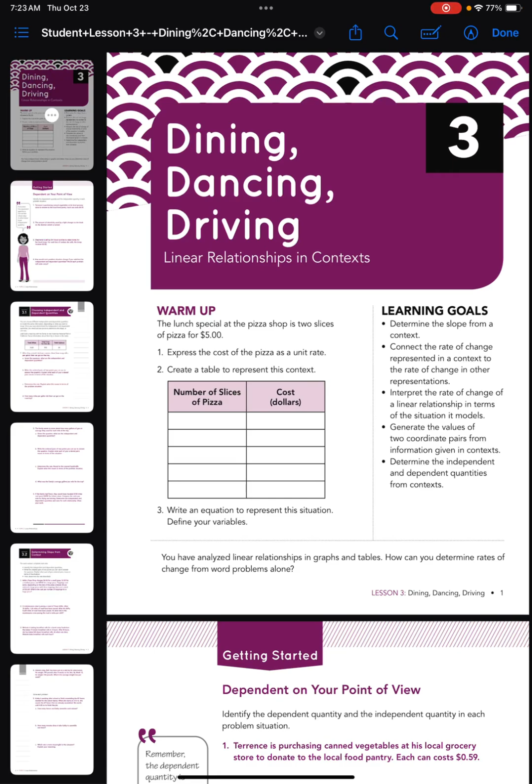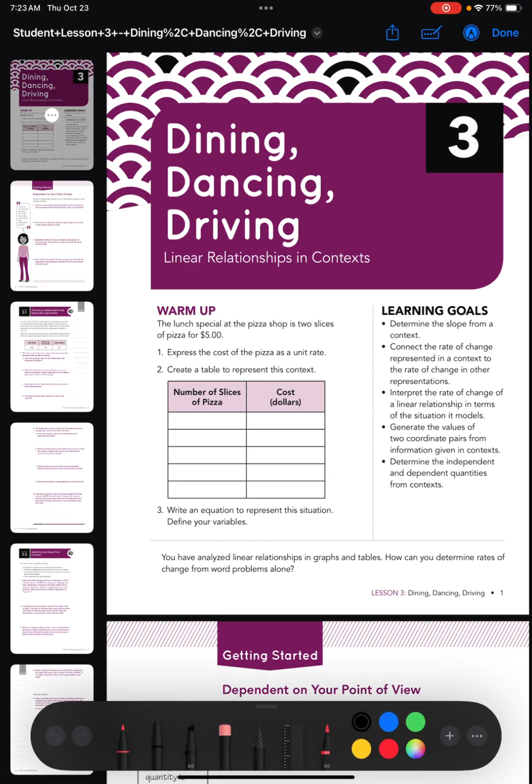All right, next lesson here, we're going to be looking at linear relationships in different contexts. So starting off, this warm-up tells us this lunch special at a pizza shop is 2 slices of pizza for $5. Express the cost of the pizza as a unit rate, and then we're going to create a table from that. Well, if 2 slices cost us $5, we know that $5 divided by 2 slices gives us $2.50 per slice.